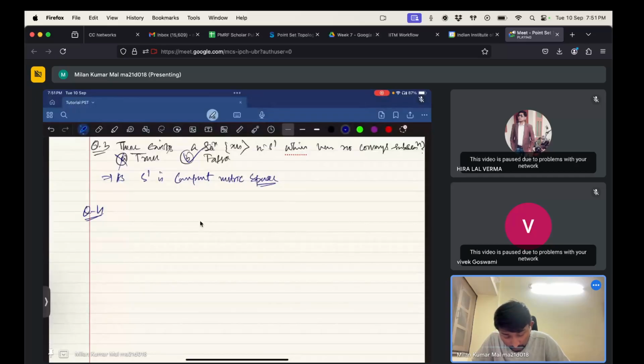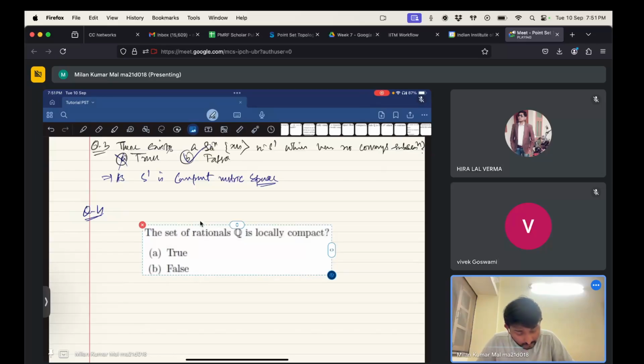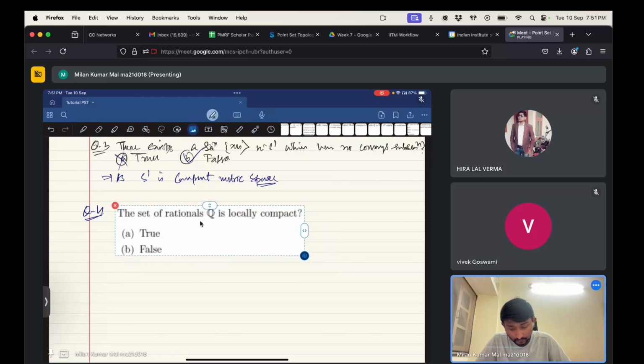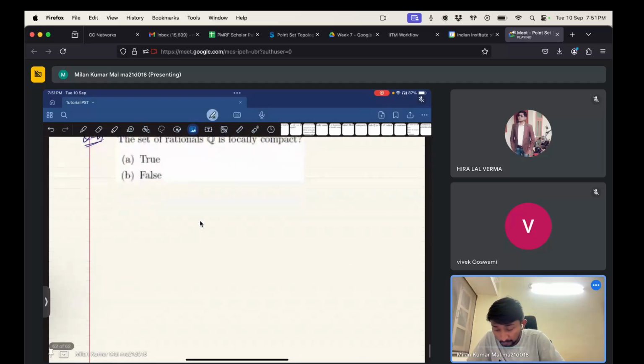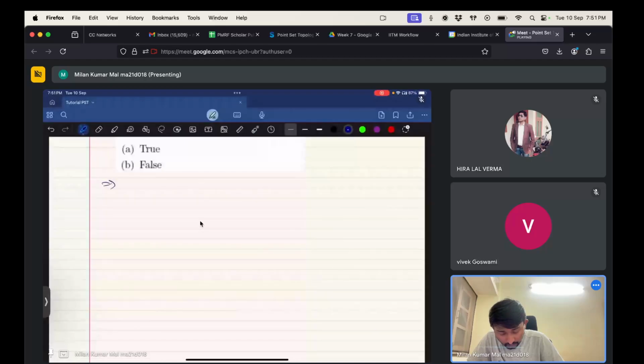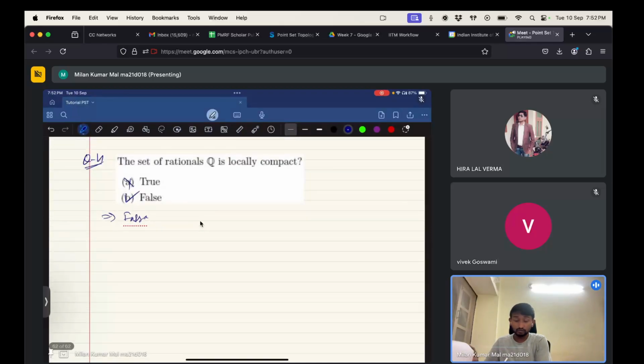Question 4. Question 4 says that the set of rational numbers is locally compact. This is very interesting. So let's take the question: the rational numbers are locally compact. The answer is false. Why? That means Q is not locally compact. That is the thing we will prove.